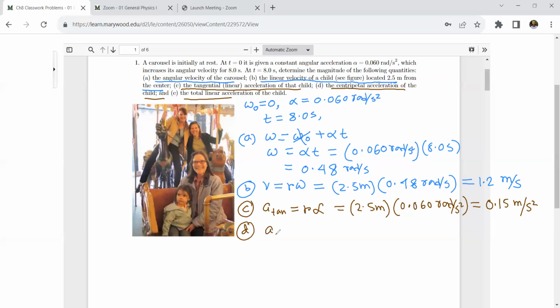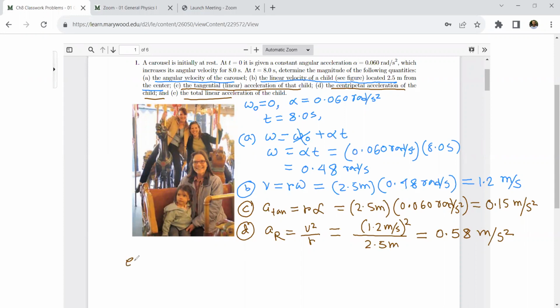D, centripetal acceleration. You can either use this or you can use R omega square. Both should give you the same value. So let me use this one. This is equal to 0.58 meter per second square.